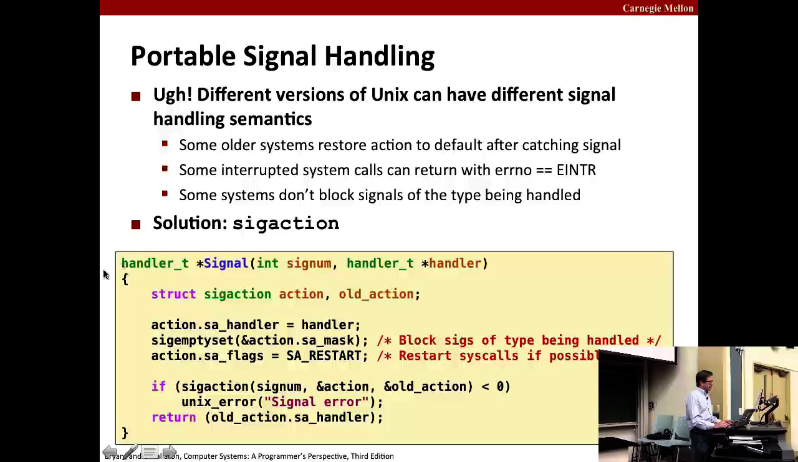The point is, in your code, you always want to call uppercase Signal using the wrapper that I provided in csapp.c. If you do that, then you'll always block signals of the type being handled, and the system will automatically restart slow syscalls that have been interrupted by signals. Okay, so fortunately there's an easy fix for this.